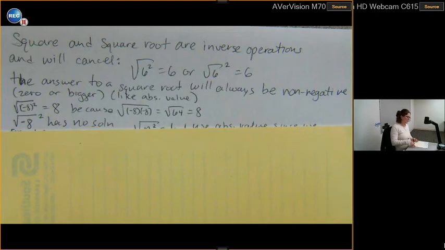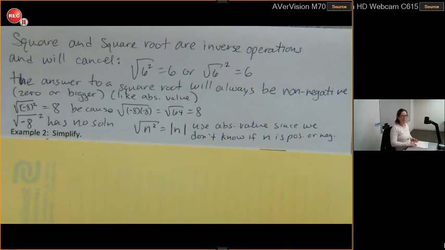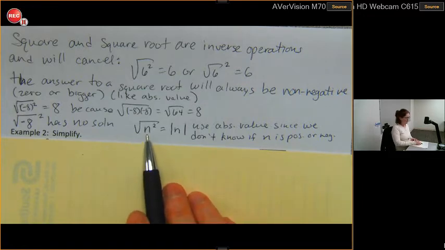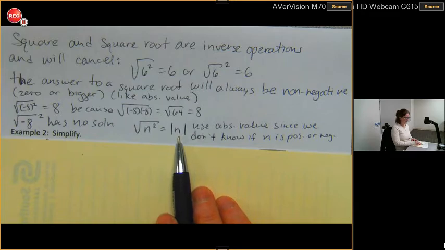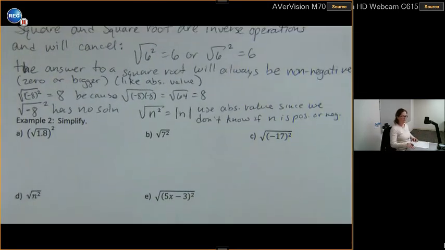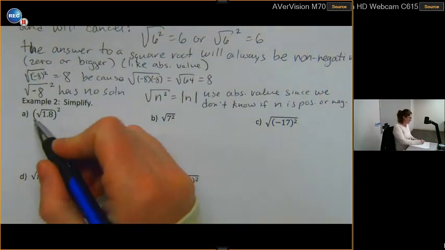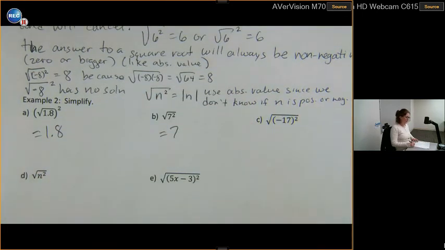And so what that leads us to is a new rule with absolute values and variables. If you have the square root of n, or whatever variable, squared, it's going to equal the absolute value of n, because we don't know if n is supposed to be positive or negative. And so to make sure that it works okay with square roots, we have to use absolute value to make it positive. So in this example, when we simplify, the squared and square root cancel out. The squared and square root cancel out.